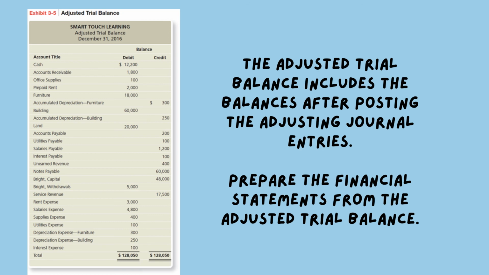So you're going to prepare T accounts only for the accounts affected by the adjusting entries, and you're going to find the new balance. And from the adjusted trial balance, we're going to prepare the financial statements, which are the income statement, equity statement, and balance sheet. Again, we're going to prepare them based on the adjusted trial balance numbers, not the unadjusted.